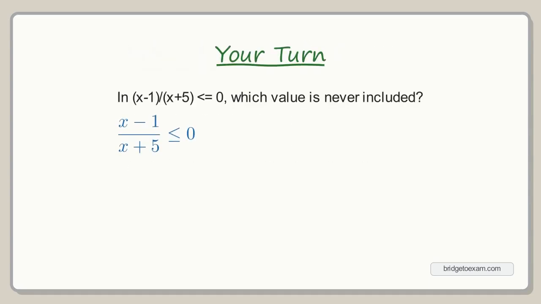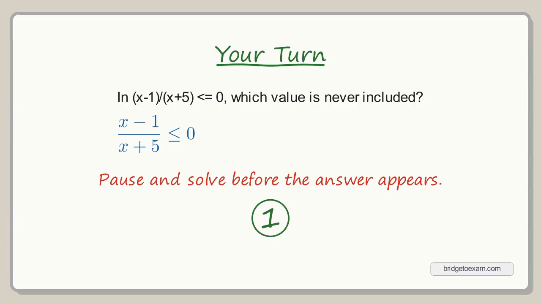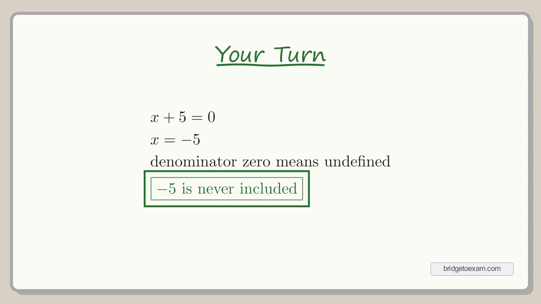Your turn. In (x minus 1) over (x plus 5) less than or equal to 0, which value is never included? Pause the video and solve it. Here is the solution. Work line by line, then check the final answer against the original question.